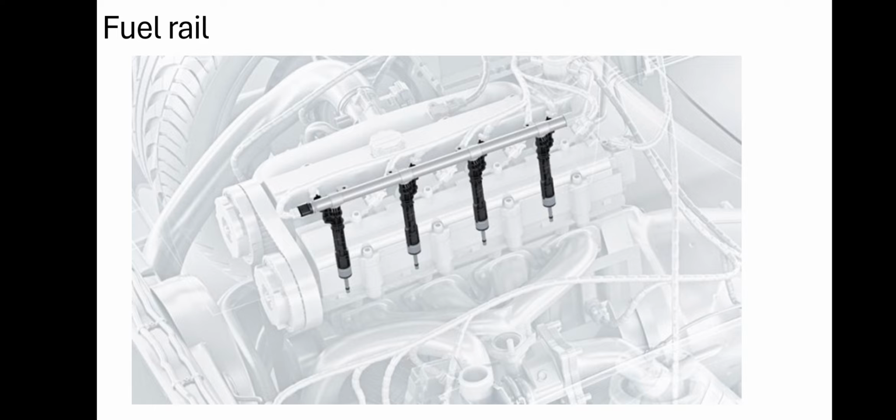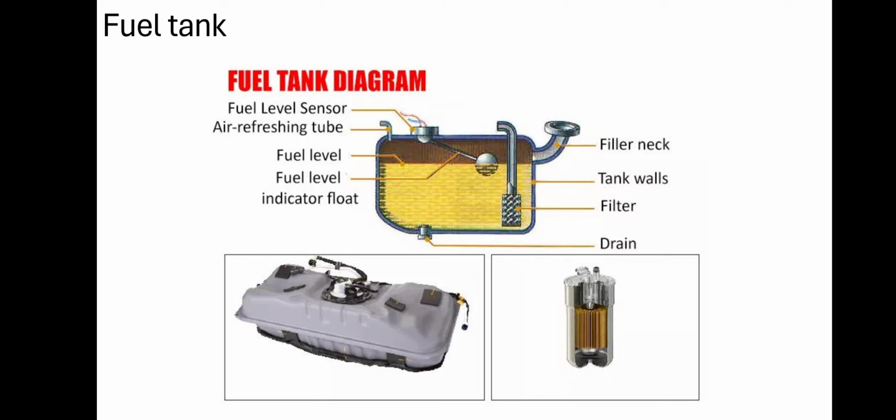As you can see, the fuel comes from the tank and is pressurized by the pump, comes to the fuel rail, then it is sprayed by the injector to the combustion chamber, going through the intake manifold. And then we have the fuel tank, as I said. What are the components inside the fuel tank? We have the fuel level sensor, air refreshing tube, fuel level indicator float, fuel neck, tank walls, filter and drain.